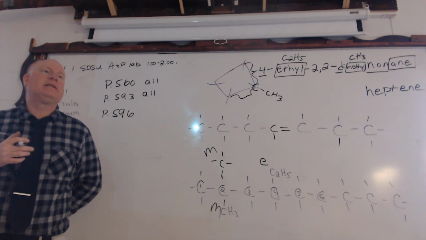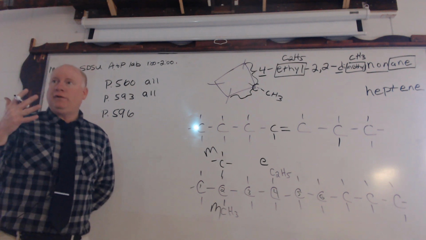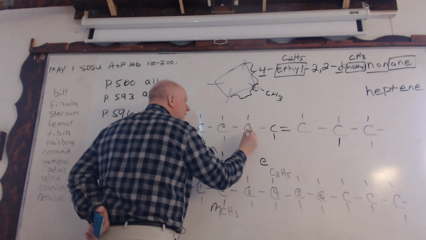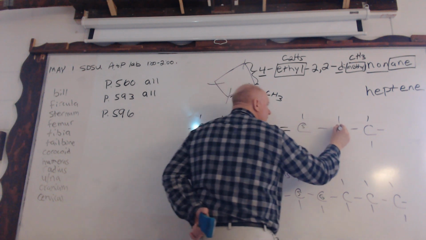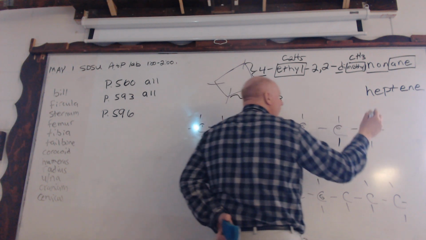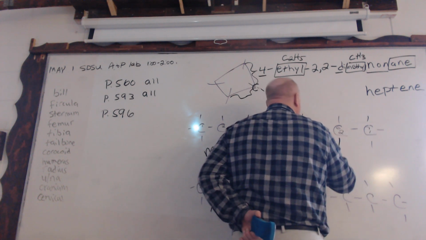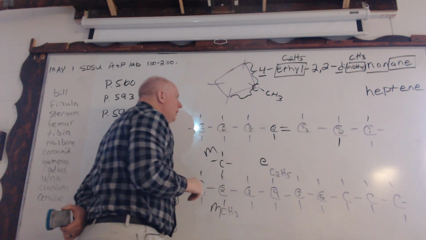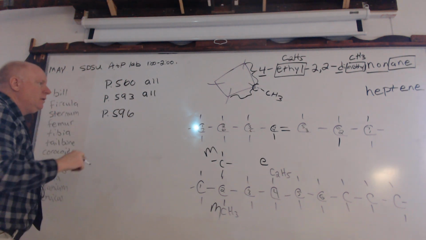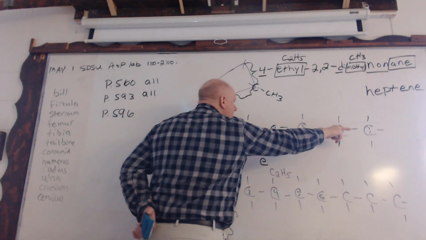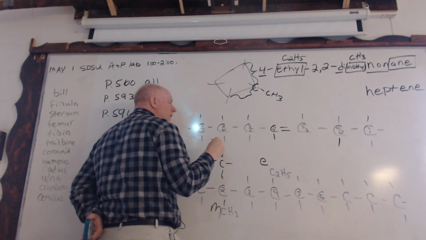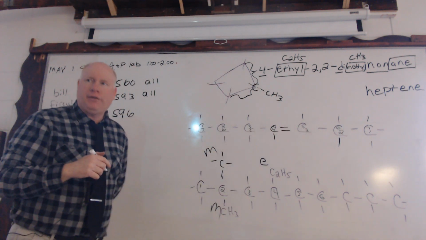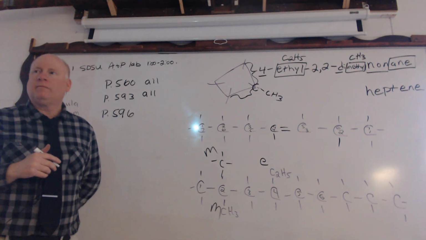And if you don't know, well then just do this. One, two, three, four, five, six, seven. That's left to right. But if we go right to left, we've got one, two, three, four, five, six, seven. So if we go left to right, that double bond is after which carbon? The fourth one. If we go right to left, it's after which one? The third. So it has to go right to left. Why does it have to go right to left?